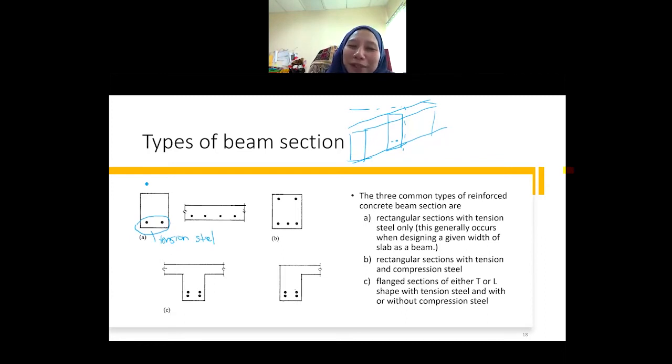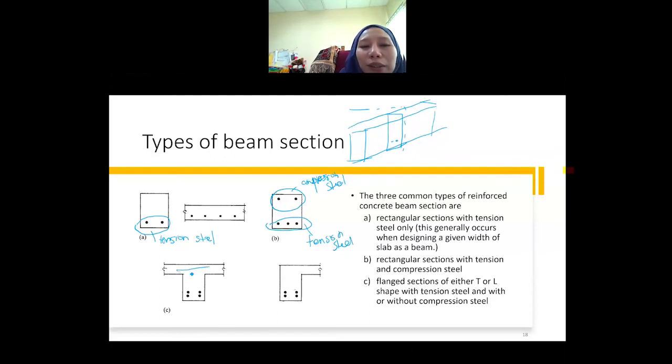So for B. Okay. B ni pula. Bawah ni. Tiga biji ni adalah tension steel. Atas itu biji compression steel. Okay, fahamlah kot. Compression. Okay. And the third one, C ni pula, is flange section of either T or L.